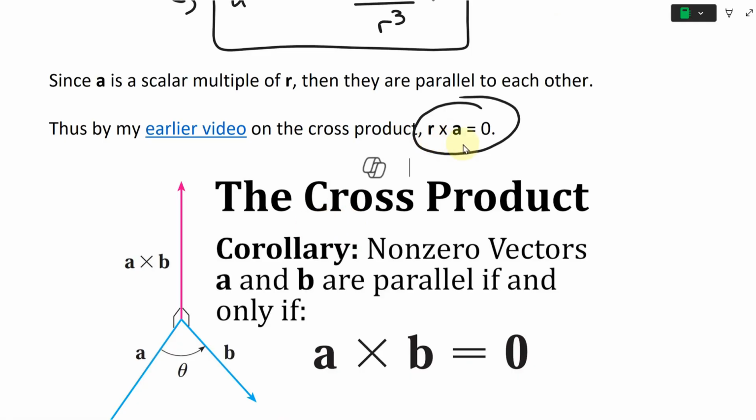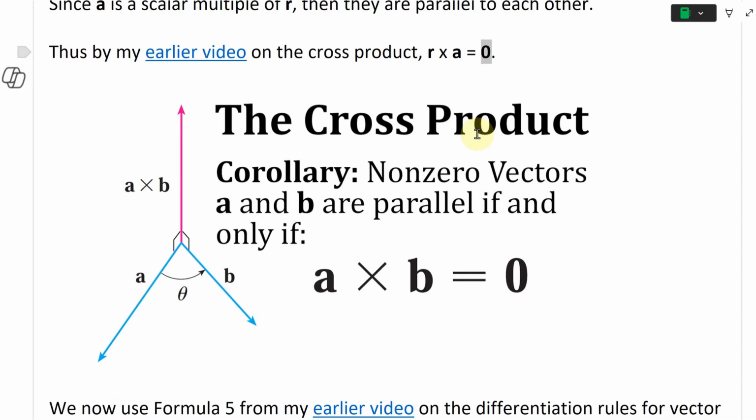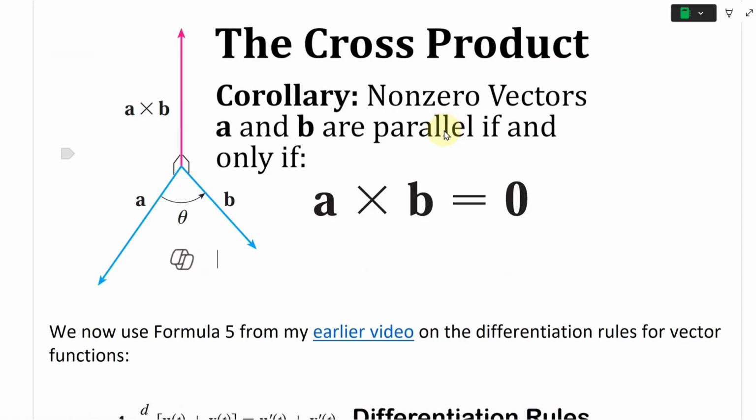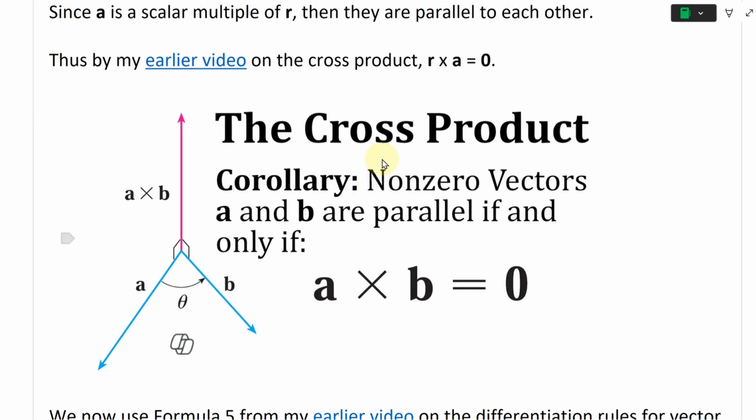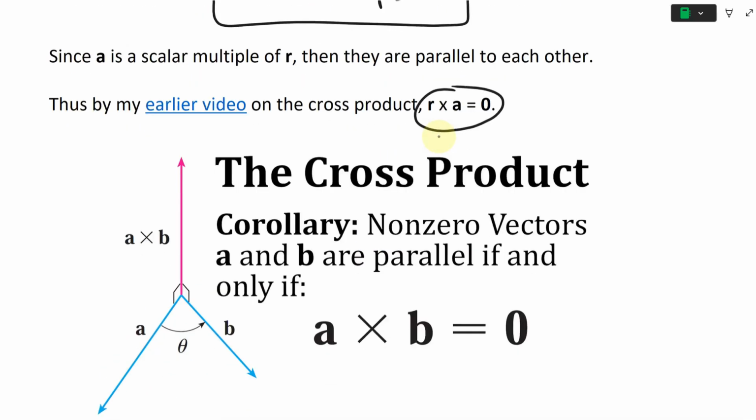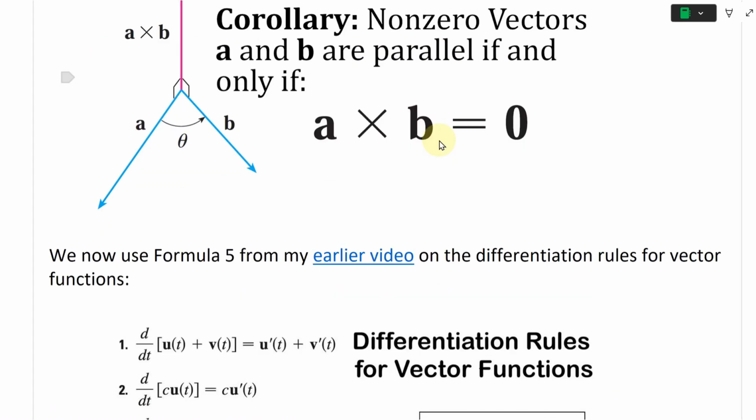Keep this in mind, because r cross a is 0, and it's also the 0 vector, because this is a vector, so it's going to be bold like that. And basically, they're going to be parallel. It's going to be on the same plane as well. Actually, not necessarily, because if A and B are both changing, it could be all over the place. But basically this is 0. Now we're going to show that it's on the same plane.